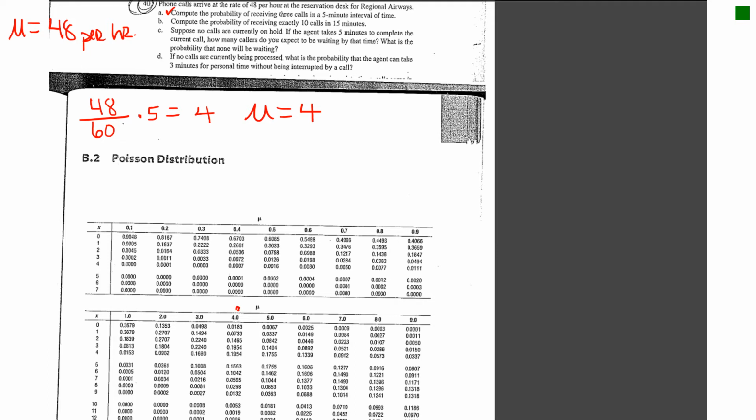I see our mu is equal to 4, and I want x equal to 3 because that's what they want. And the answer, where it intersects, is 0.1954. That would be your answer to part A.